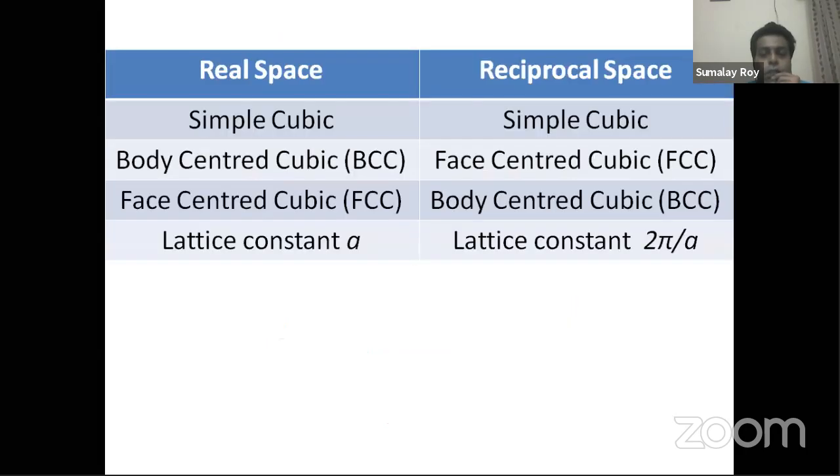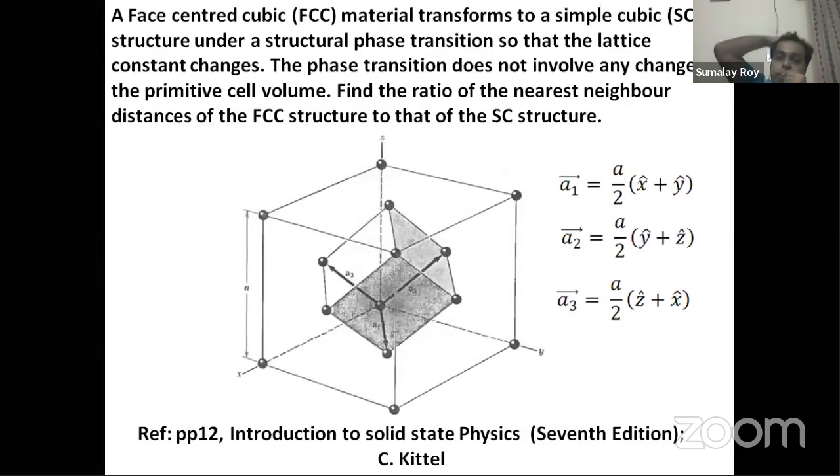So far so good. Last day we solved these problems, and we came to know that these are the basis vectors of an FCC lattice, A1, A2, A3. If I have A1, A2, A3, I can find out B1, B2, B3 from the formula. That is no big deal. Similarly, if you have a BCC lattice in real space, you can find the reciprocal lattice, and you will find that FCC becomes BCC in reciprocal space, and BCC becomes FCC. You can do all these as an exercise. It's discussed in all the books also.